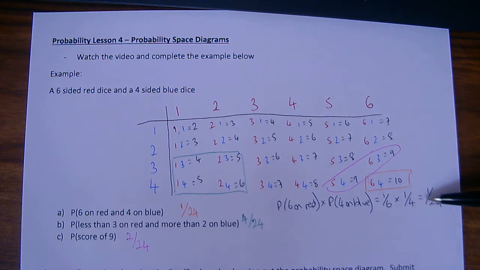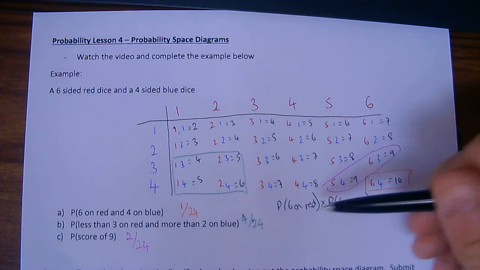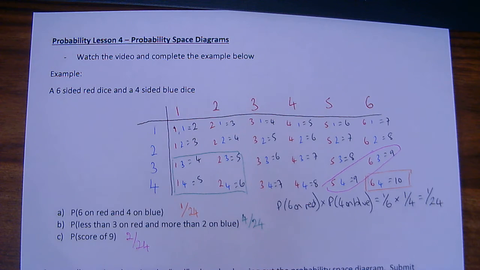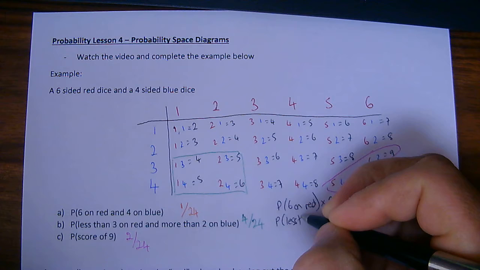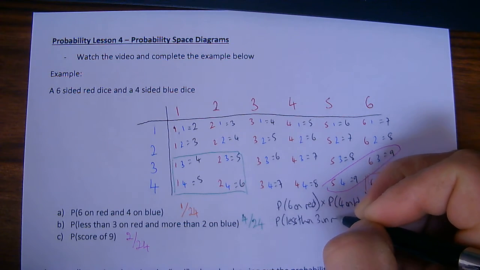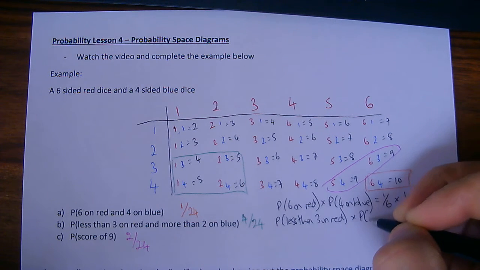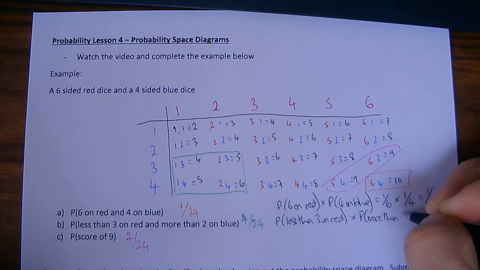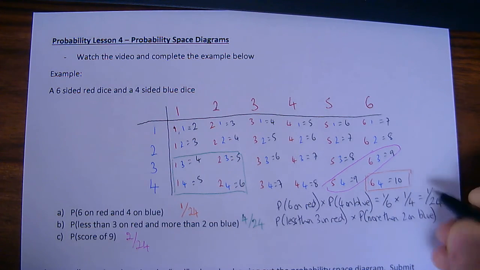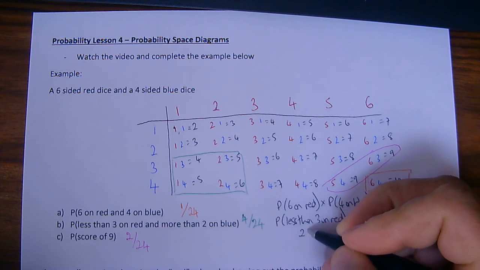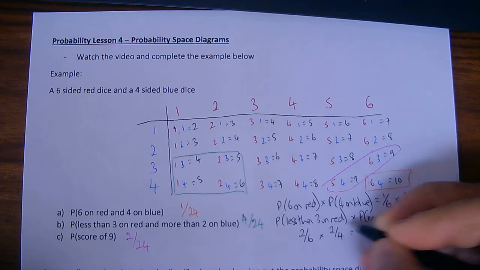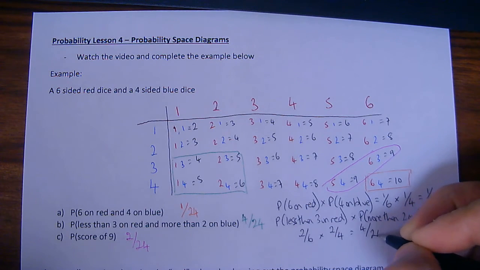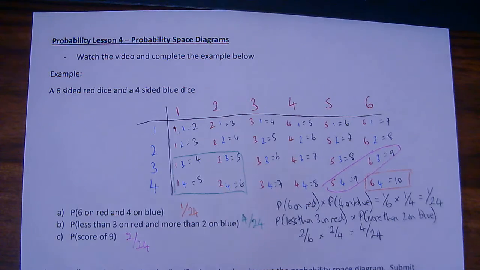So as soon as you become confident using this method, you don't need this big picture. So you're welcome to go straight to these answers today, as long as you show your working out. Next one, again I can split it. So I've got less than 3 on red, and I'm going to times that by more than 2 on blue. So less than 3 on red, well that's 2 out of 6. More than 2 on blue, that's 2 out of 4. Multiply them together, 2 times 2 gives me 4, 6 times 4 gives me 24.